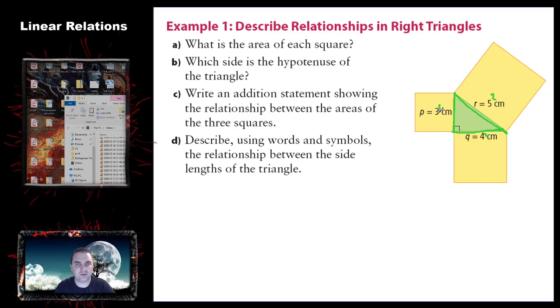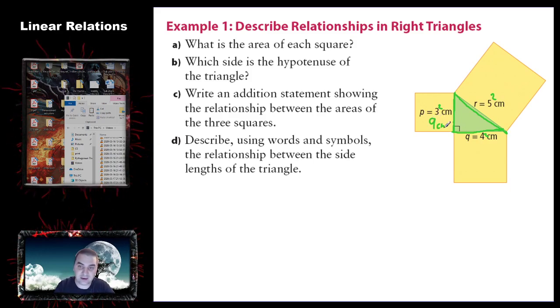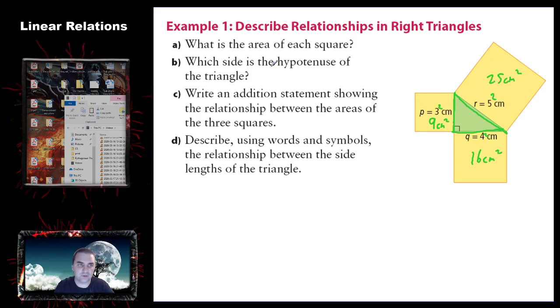So 3 squared is just 3 times 3, and 3 times 3 is 9. So that's 9 centimeters squared. 4 times 4, or 4 squared, is 16 centimeters squared, and 5 squared is 25 centimeters squared. So that's the answer to these.